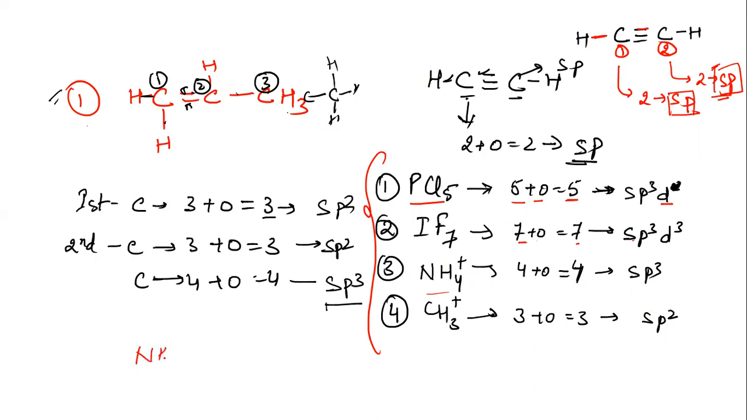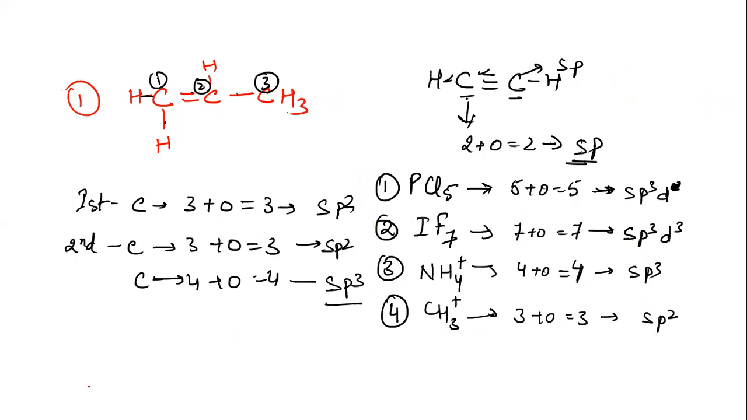Now, NH3 and NH4 positive both have this kind of thing. 3 plus 1 is 4, so it means sp3. CH3 positive: 3 hydrogens, then this carbon has sp2 hybridization. Is that clear?